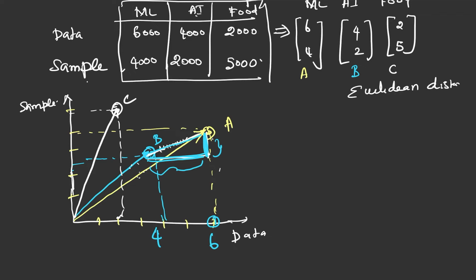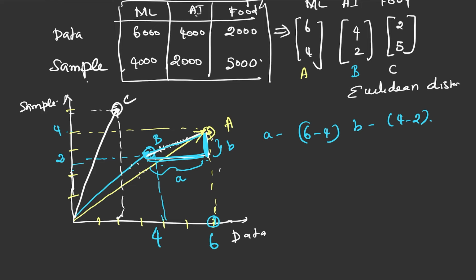Now this distance on the x axis is 6 minus 4. Is this correct? This distance is 6 minus 4, and here we just name it A and name this one B. Then A is 6 minus 4, and B is, when you project it on the y axis, this is 4 and this is 2. Then B is 4 minus 2.